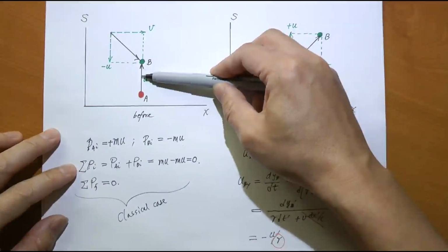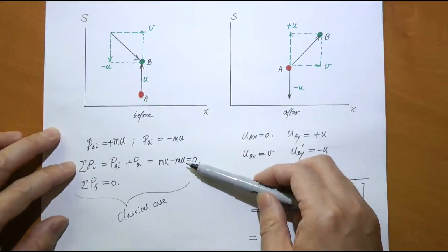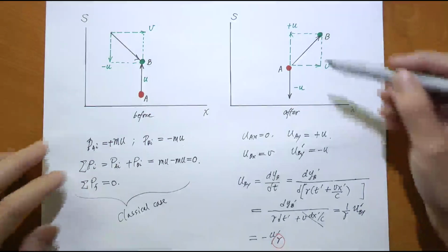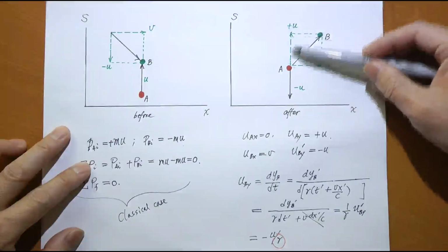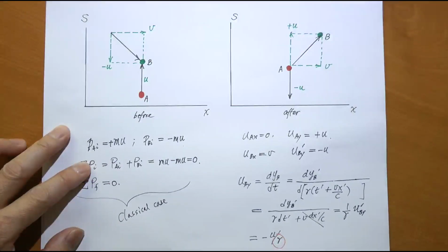So u becomes negative u, and this negative u becomes positive u. So both momenta get reversed, and the sum remains zero, just like before. But what we have here is the red one going up and the gray one going down with different amounts of linear momentum. They don't just differ by a negative sign.